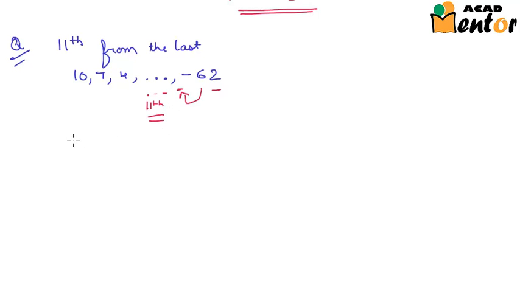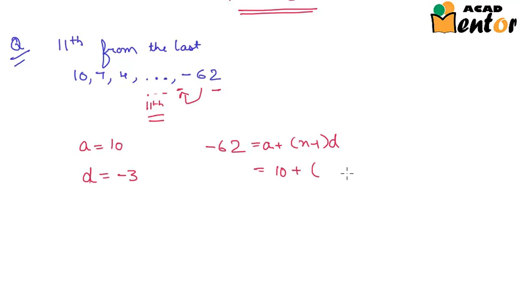Now how do we do that? There are two ways. Let's look at the first one. We can clearly see that the first term of this AP is 10 and the common difference would be 7 minus 10, that is minus 3. Now we can find out the number of terms in this AP. Assuming that negative 62 is the nth term, we have negative 62 equal to a plus (n minus 1) into d, that is 10 plus (n minus 1) into negative 3.